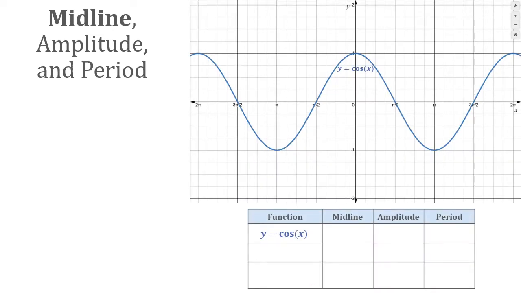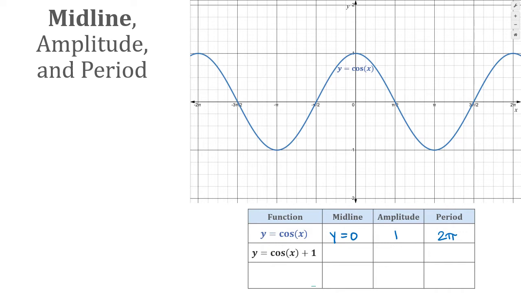So let's explore the midline a little bit more. Here is the function y equals the cosine of x. And we have said that this one has a midline at the line y equals 0. We've said that it has an amplitude of 1, and we've said that it has a period of 2 pi. Of course, we can see all of that in this picture. Nothing new here. But let's change it up a little bit. What if we throw a +1 on the end? Now what are the midline, amplitude, and period?